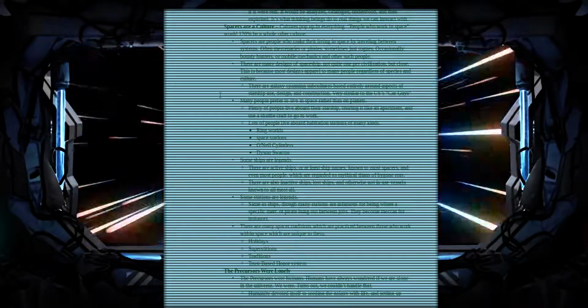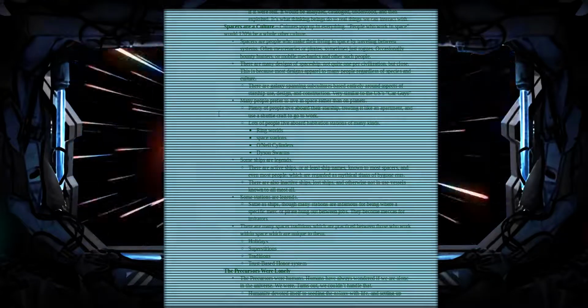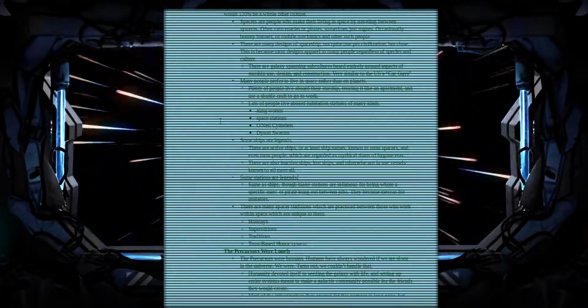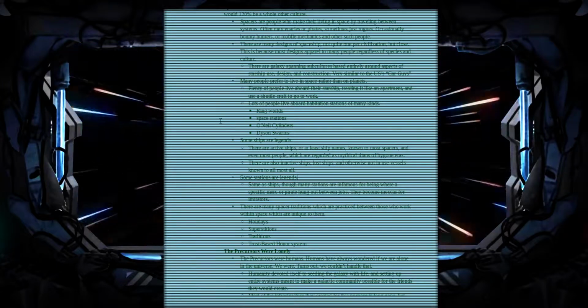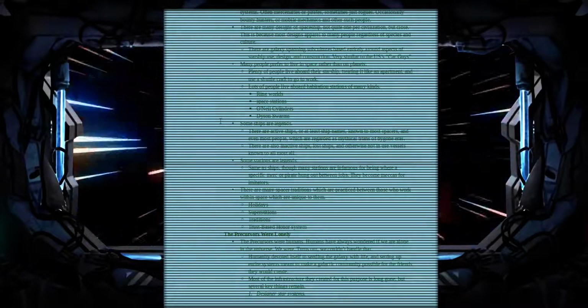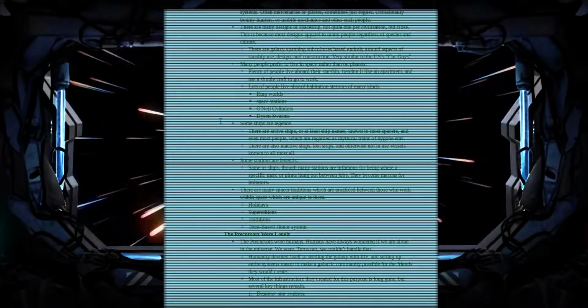Now, many people in this universe prefer to live in space rather than on planets, just a personal choice. Plenty of people live aboard their starship, treating it like an apartment, and use shuttlecraft to get to work. Lots of people also live aboard habitation stations of many kinds. There'll be ring worlds and space stations and O'Neill cylinders and Dyson swarms.